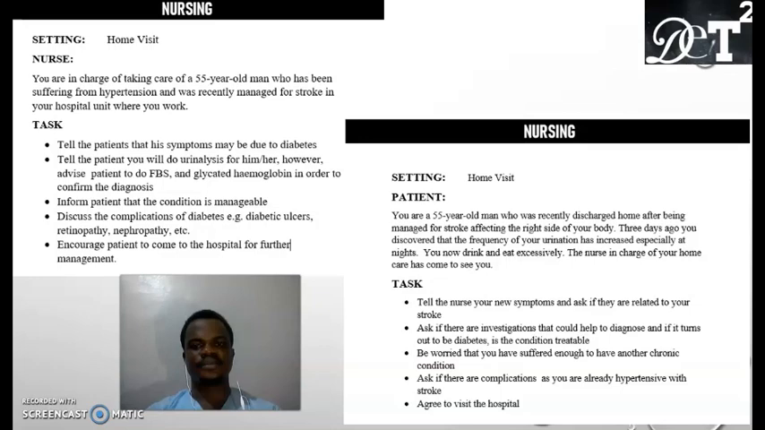Nurse, to be honest with you, I'm really not. I'm so much worried and somehow feeling terrible because I've suffered a lot. I've had hypertension for years, stroke, and now this disease again.